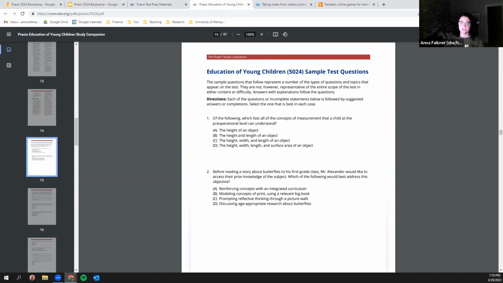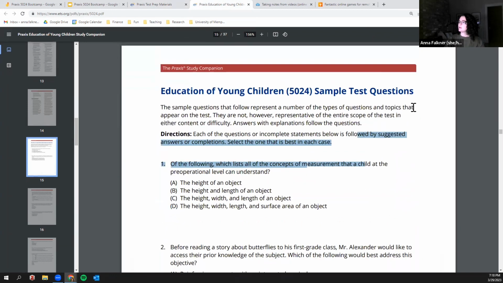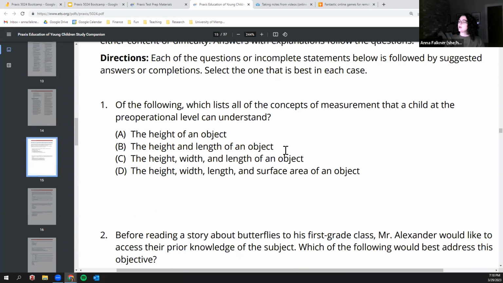All right, so we're taking a look here at the sample test questions in the Praxis study guide. I'm going to try and zoom it in real well here. All right, so here's this first one. We're going to ask the question, and then have a little bit of a conversation around which one we think we can eliminate. Is there one that we think is going to be better than the others?